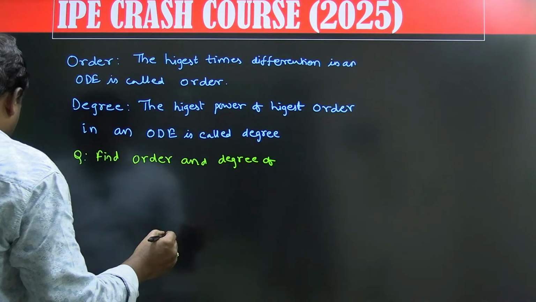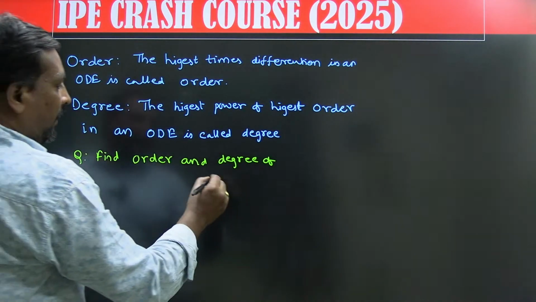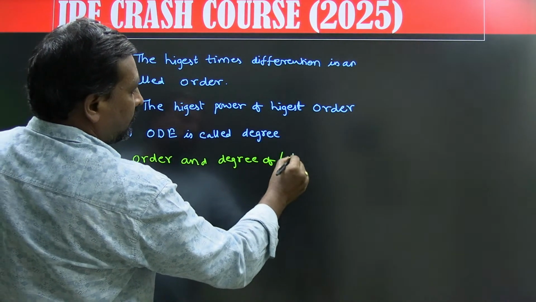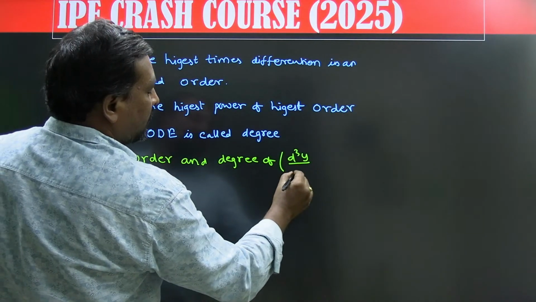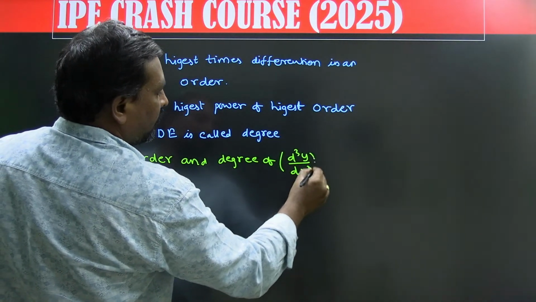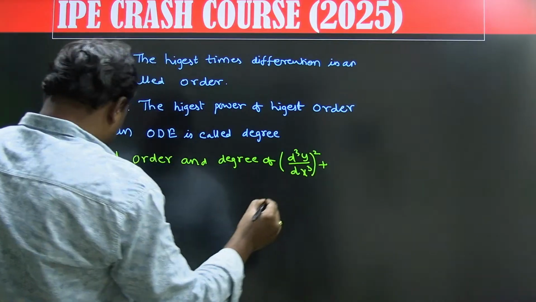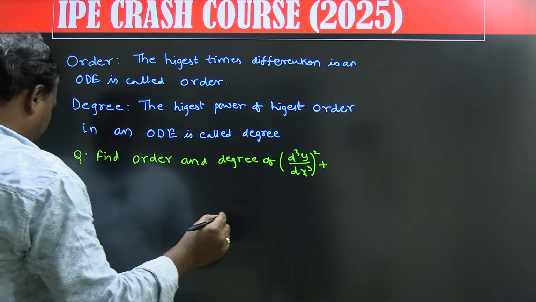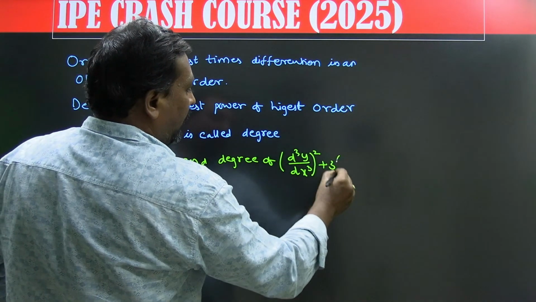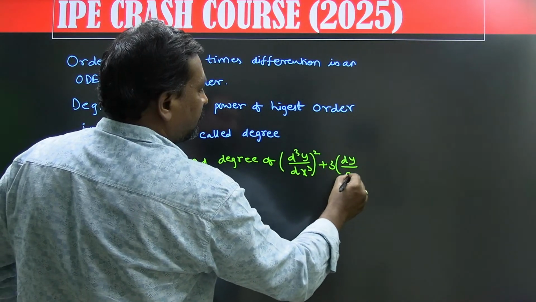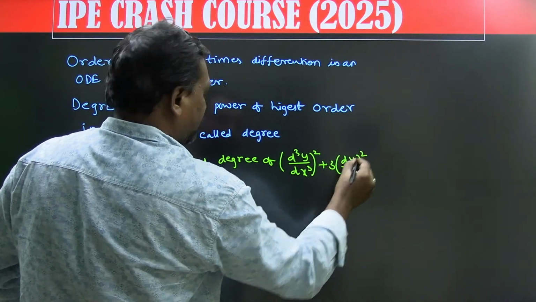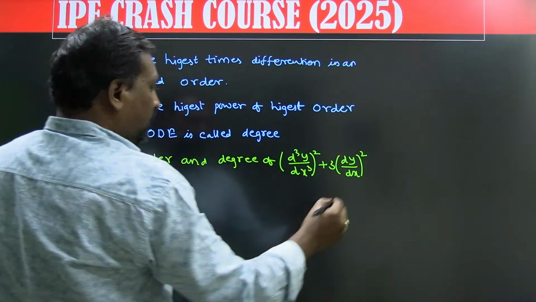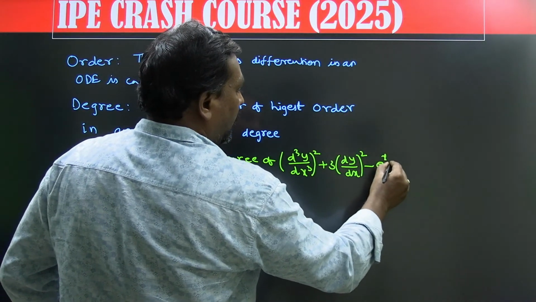What is the equation here? (d cube y by dx cube) whole square plus 3 into (dy by dx) whole square minus e power x is equals to 4.